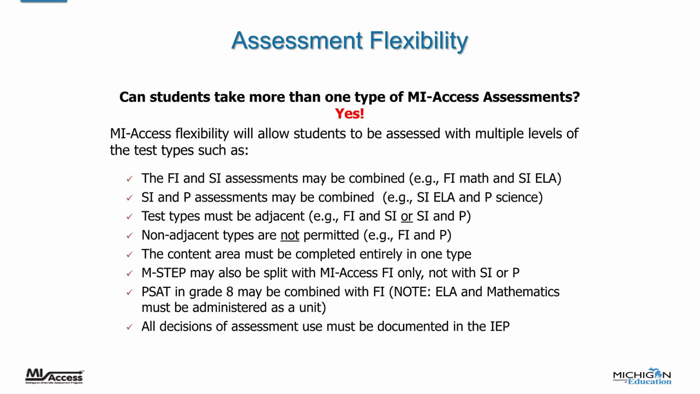SI and P can likewise be used. For example, SI for the ELA assessment and participation for science can be administered. The test types must be adjacent types of the test, such as FI and SI or SI and P. Non-adjacent types may not be used, for example, using FI and P.